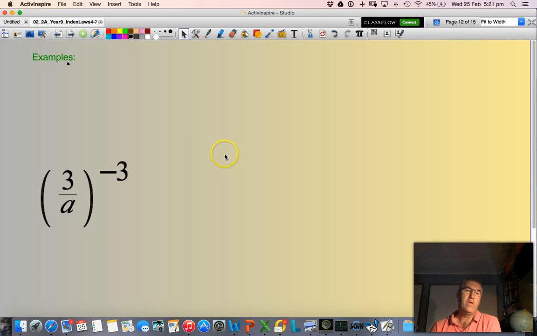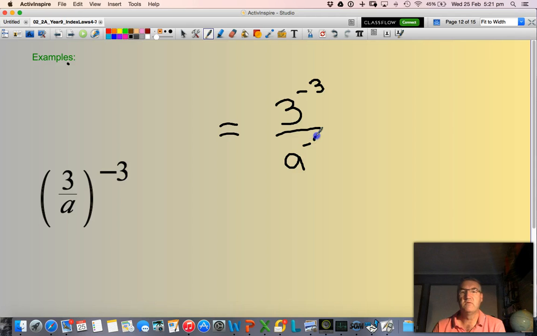So, when I have this sort of thing raised to the power of negative 3, this is getting a little bit more complicated now, equals 3 raised to the power of negative 3 all over a to the power of negative 3. Now, if I just had 3 raised to the power of negative 3 all by itself, that would become 3 raised to the power of 3.